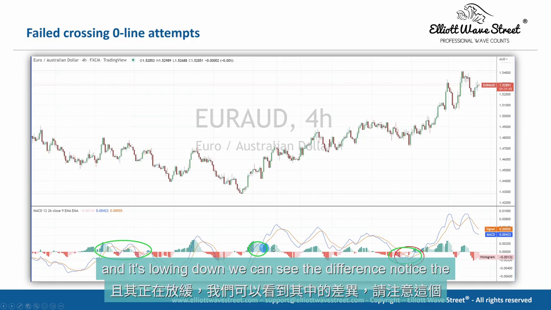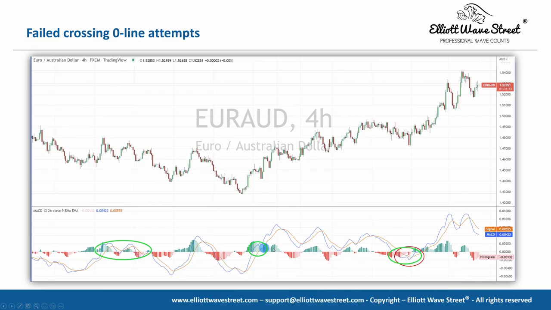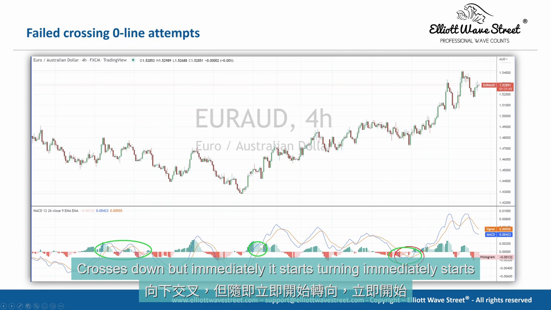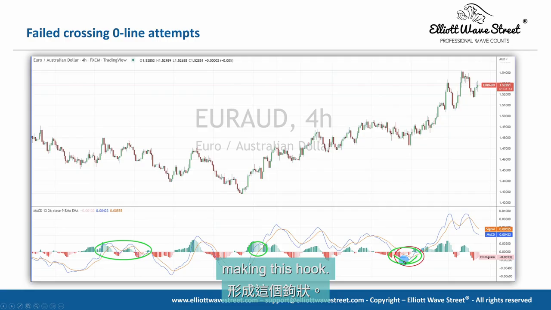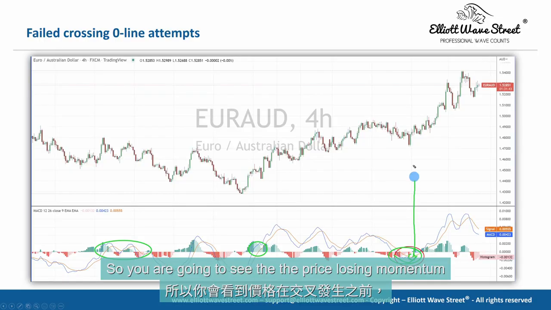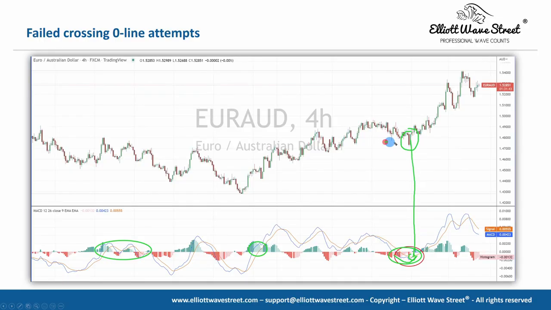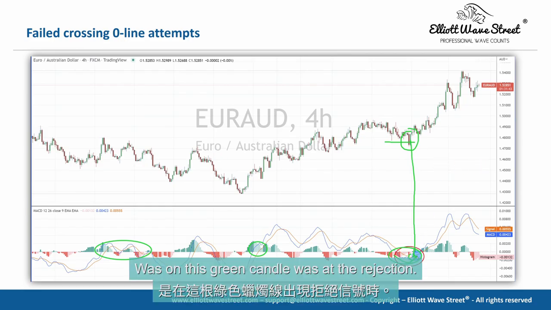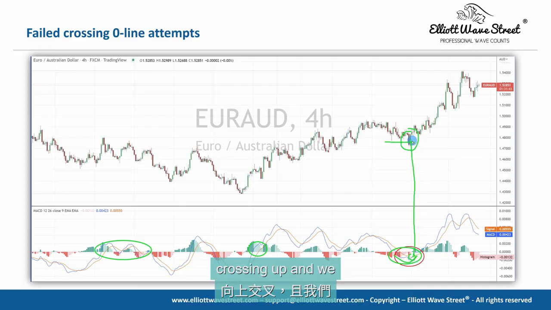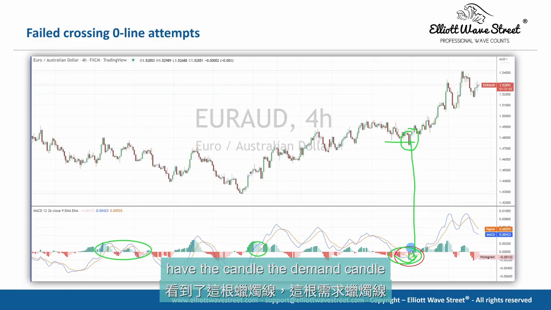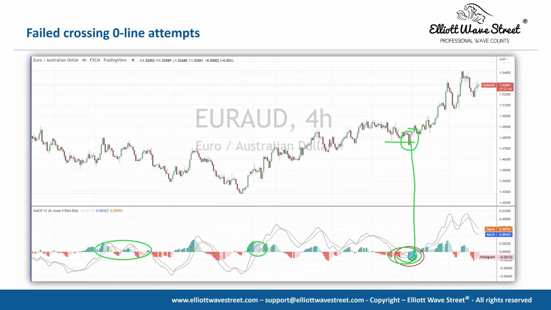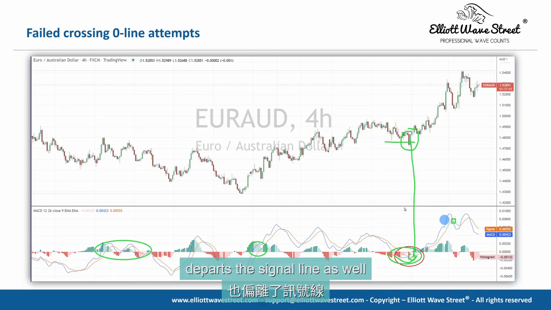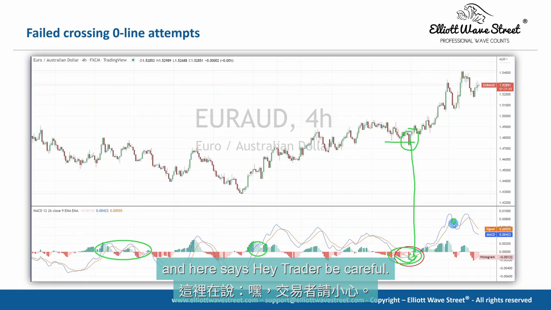So when we have this example of the MACD line crossing and slowing down, we can see the difference. Notice the difference. Crosses down, but immediately starts turning, immediately starts making this hook. So you are going to see the price losing momentum even before the cross. And there we have the cross. It was on this green candle, at the rejection. So look at that perfection. We have the MACD crossing up, and we have the demand candle showing up there. The MACD line departs from the signal line as well, and here it says, hey trader, be careful, start booking your profits.